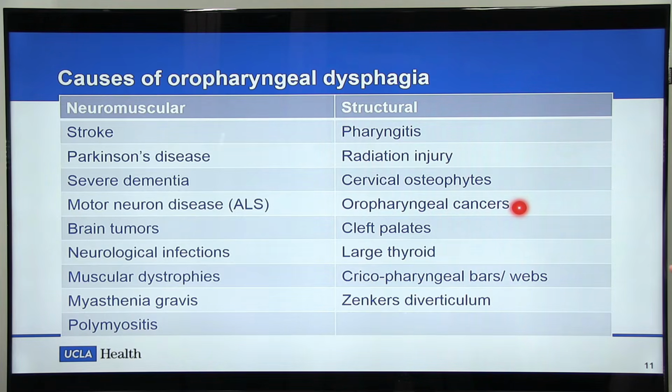Any oropharyngeal cancer, things like cancers of the throat, the back of the mouth, the base of the tongue, these could all interfere with swallowing and lead to oropharyngeal dysphagia. And these last two causes that I've listed here under structural causes are cricopharyngeal bars and webs and Zenker diverticulum.